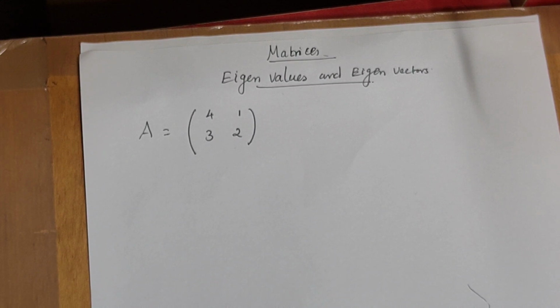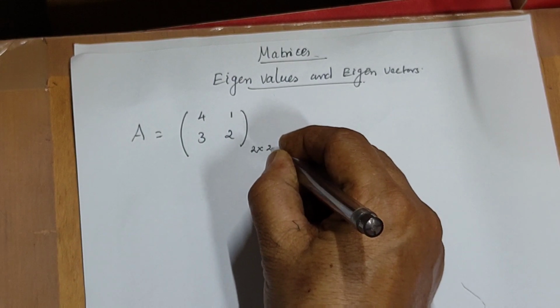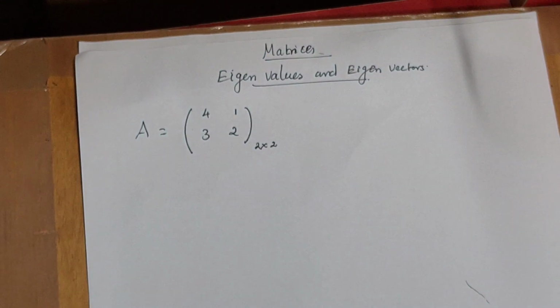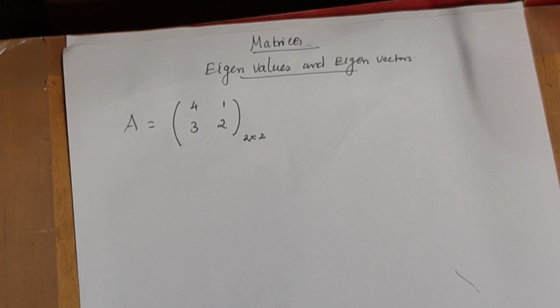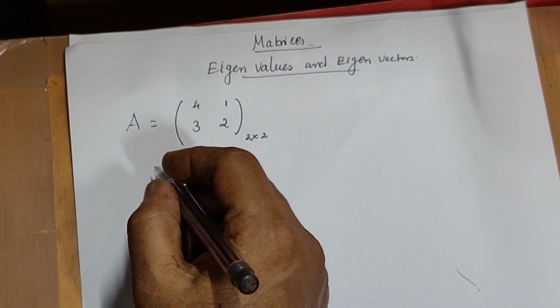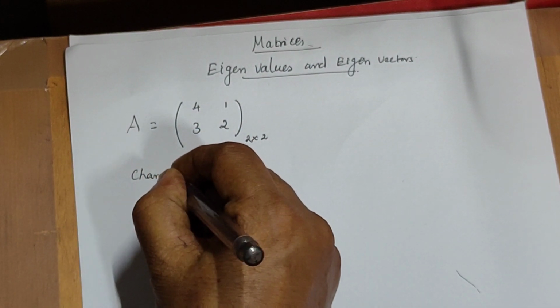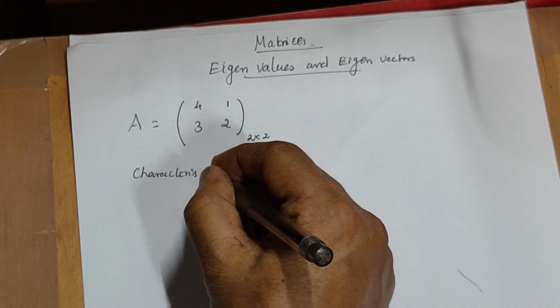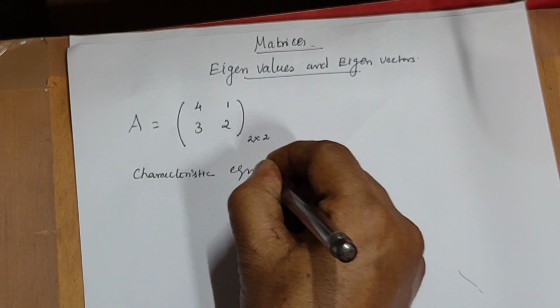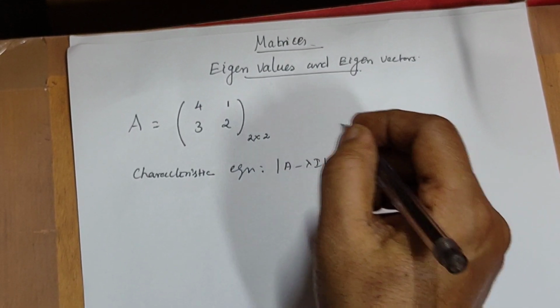For a 2 by 2 matrix, as you know, there are 2 rows and 2 columns, and it is basically a square matrix. And we'll be having 2 eigenvalues. The eigenvalues are called the latent roots, proper values, as well as eigenvalues. To find the eigenvalues, first we have to find the characteristic equation. The characteristic equation is given by determinant of A minus lambda I equal to 0.